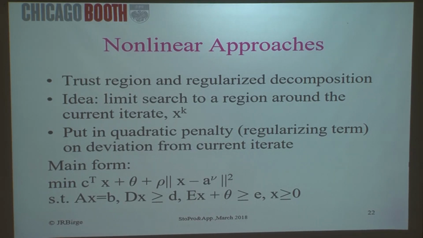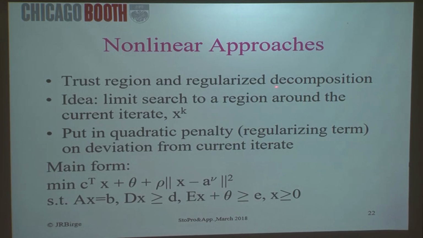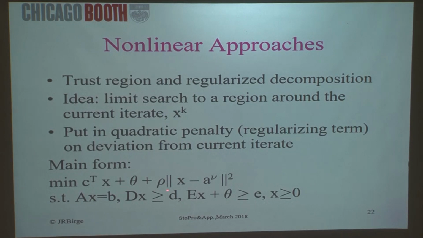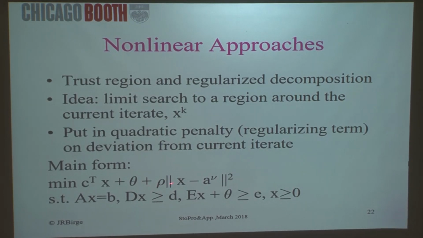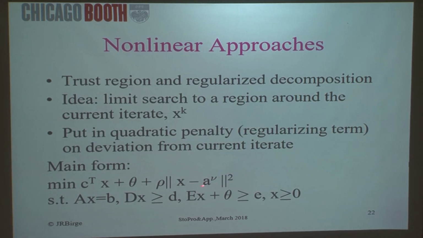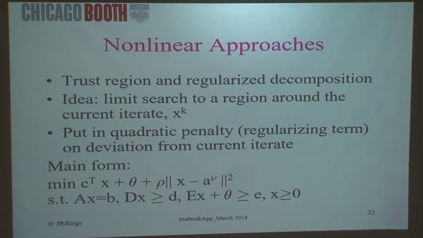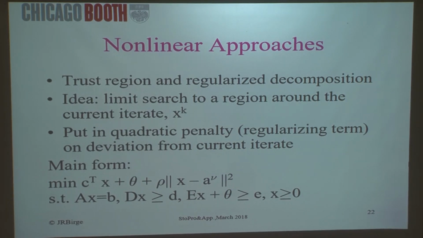So I'll mention a few nonlinear methods that can be used. I mentioned trust region and regularized decomposition, and the idea that those limit your search. Effectively you're just adding in a quadratic term, let's say A was your previous value. You're adding in a quadratic term that makes sure you don't get too far away from A. And often that can lead to faster convergence.